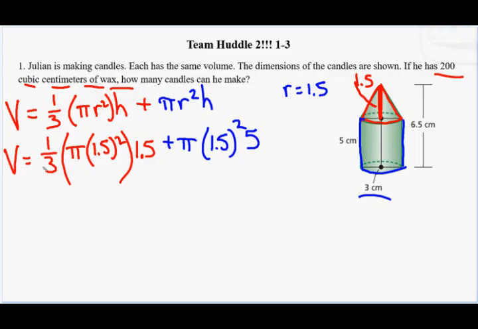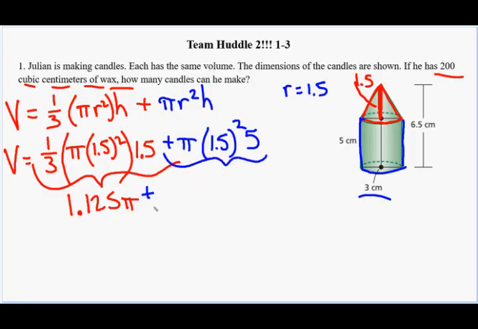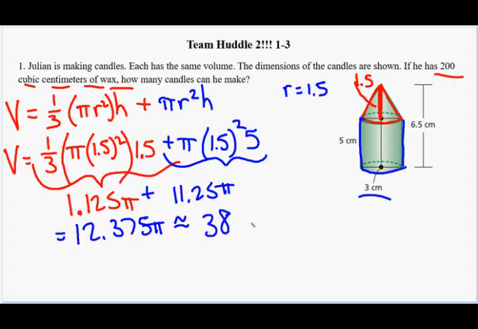Again, I'm just going to stay with the red stuff here. If we compute that, we should get 1.125 pi. And then the blue stuff, we are going to add to that 11.25 pi. If we add those together, we get 12.375 pi. And as a decimal, if we multiply that by pi, we get about 38.877. Our units, again, are centimeters, and would be cubed.